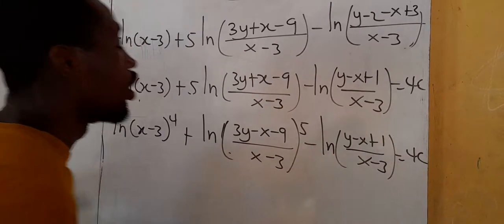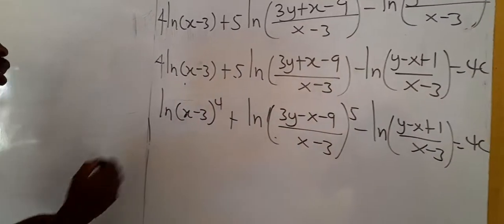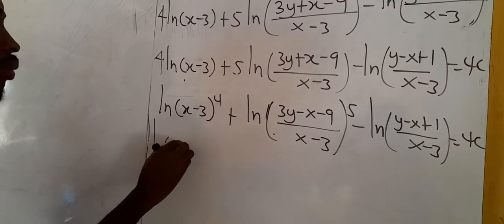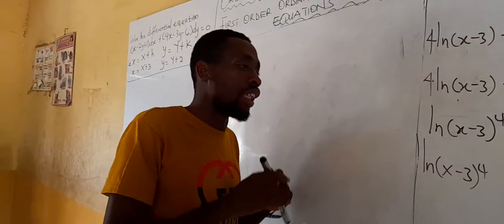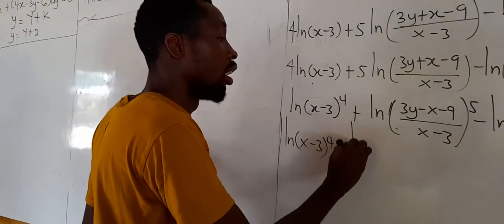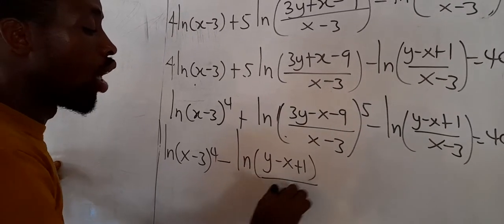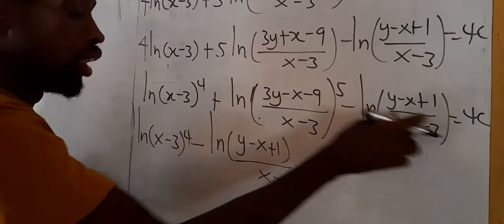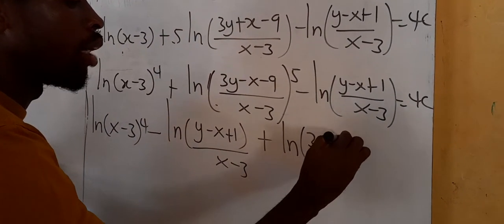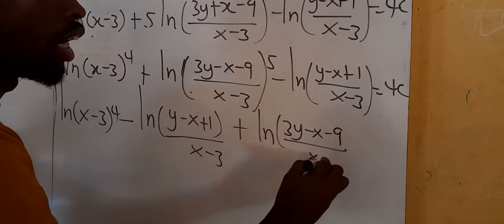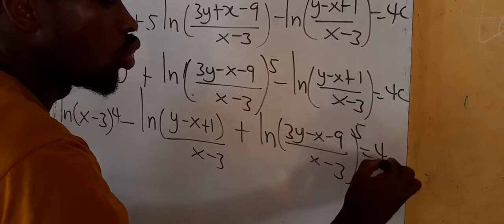So now I want to bring this here. So I'll have ln x minus 3. Please, this is not lengthy. I'm just trying to make sure you understand everything. So minus ln y minus x plus 1 over x minus 3, plus ln 3y minus x minus 9 all over x minus 3 exponent 5 equal to 4c.